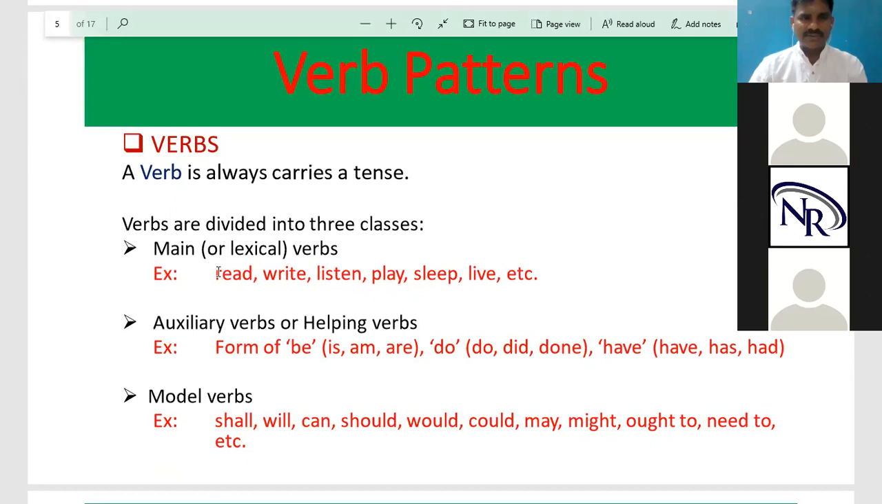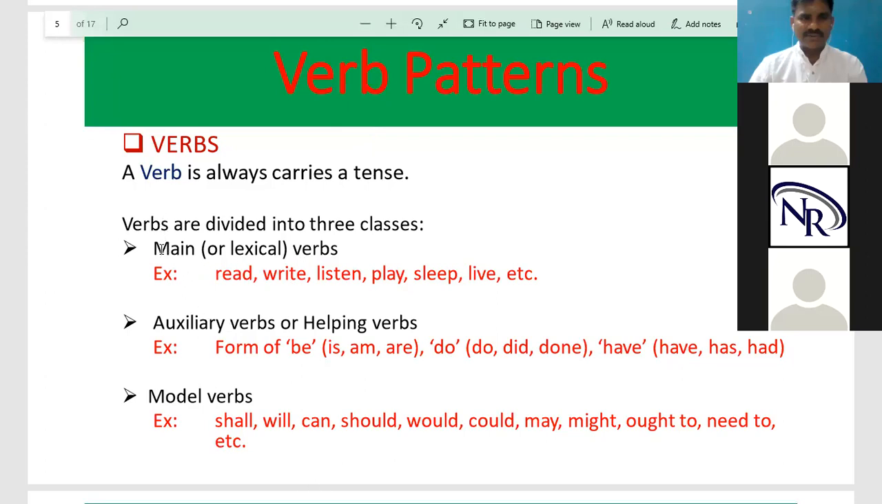Lavanya, say some action verbs or main verbs. Some actions: dancing, dance, drinking, drink, walking, walk, jumping, jump. Right.